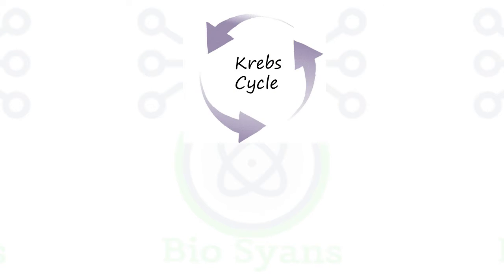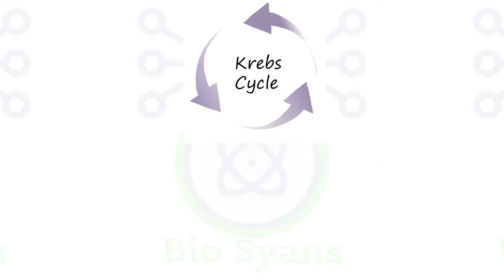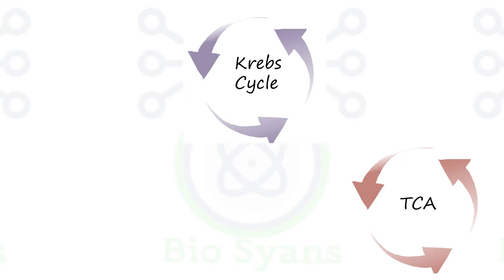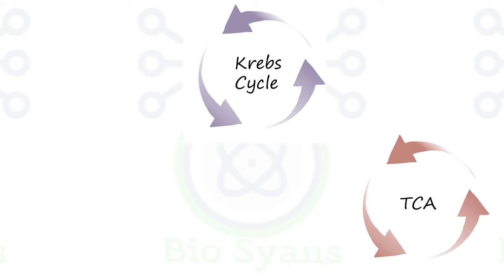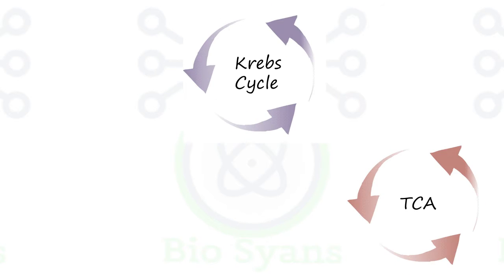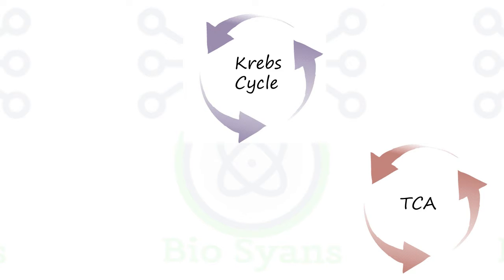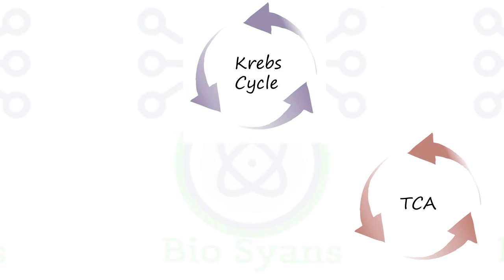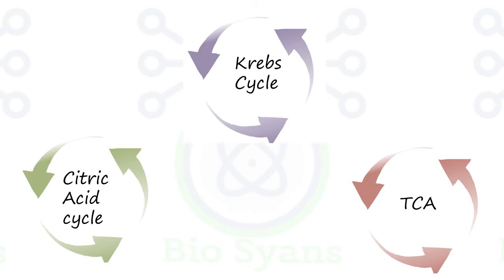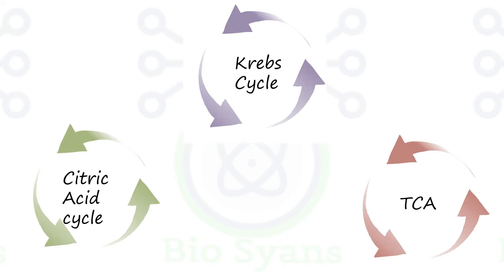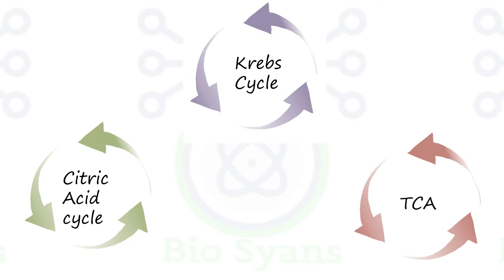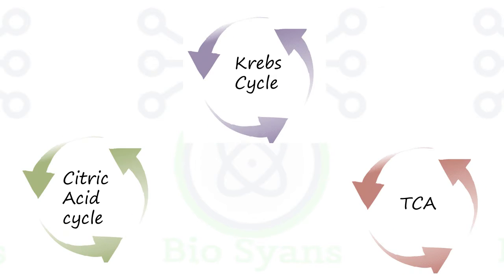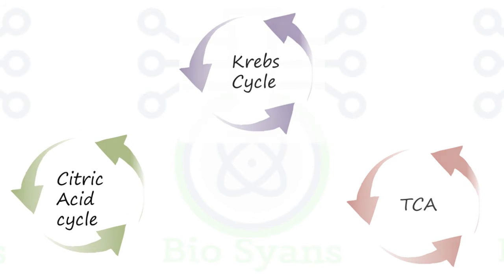Krebs cycle is also known as the TCA cycle, or the tricarboxylic acid cycle, and the citric acid cycle. Now, it is known as the citric acid cycle as the first stable product formed is citric acid, which also has 3 carboxyl groups, and that's why it is also known as the tricarboxylic acid cycle.